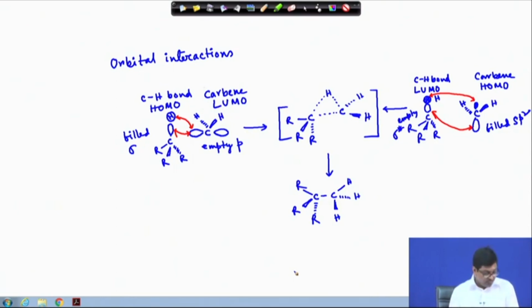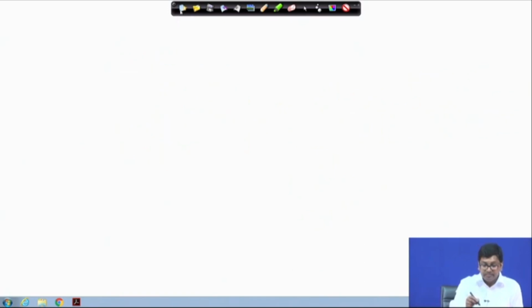carbon hydrogen bond. Additionally, this mechanism implies stereochemistry: if the carbene species is inserting into a stereo center, then retention of configuration is observed, or predicted, because this reaction is going via a concerted manner. We will now see a few examples where this carbene species has been inserted into a carbon hydrogen bond.